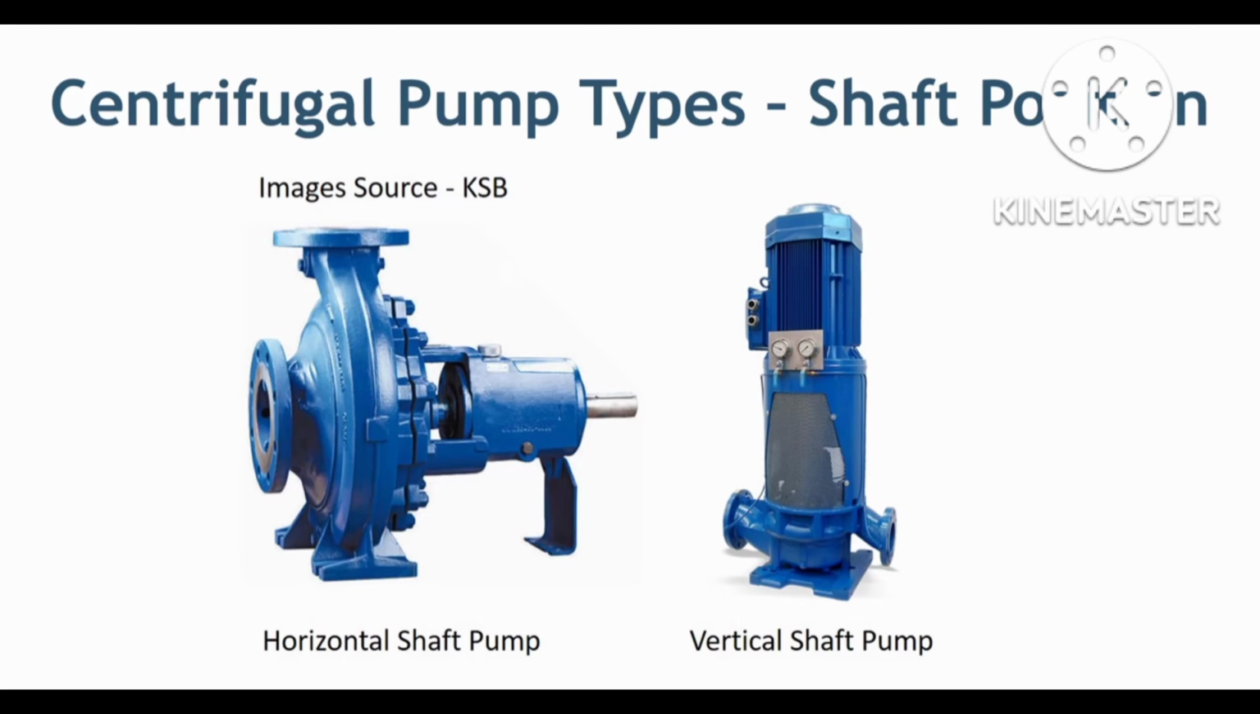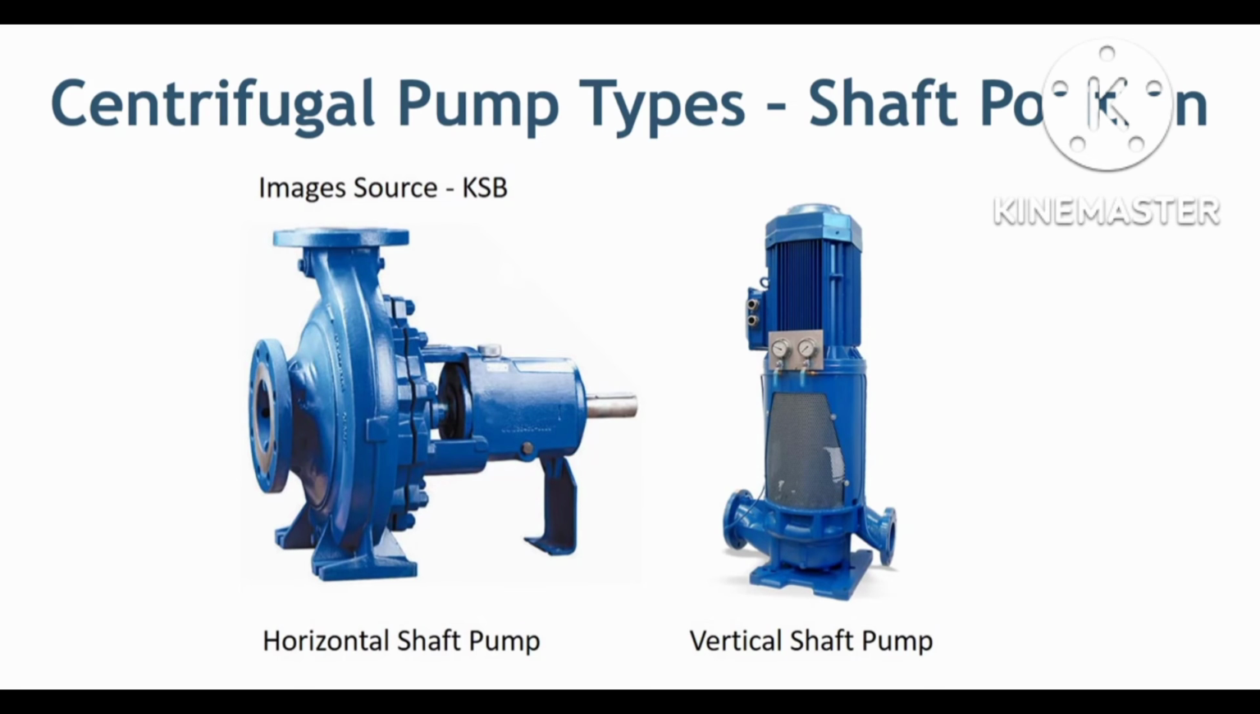Horizontal pumps are more widely used as they are easy to maintain. In this type, the shaft is in a horizontal plane. The impeller can be overhang or between bearing type. The image shows both types.